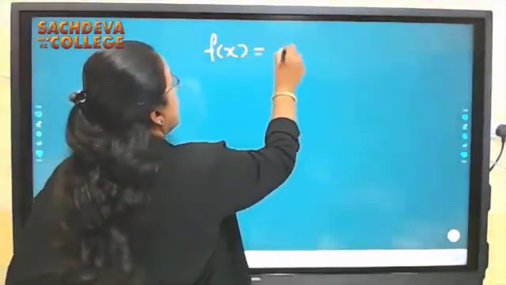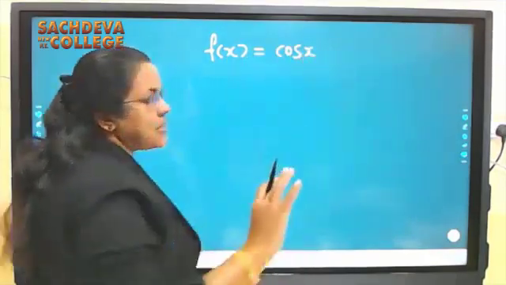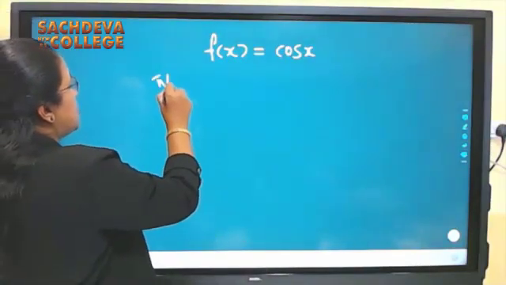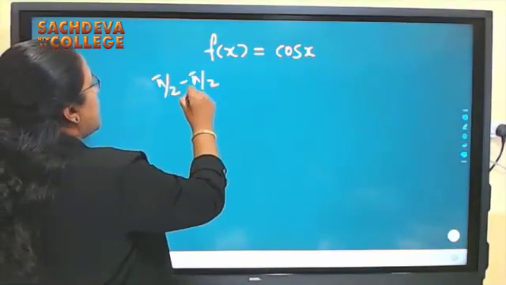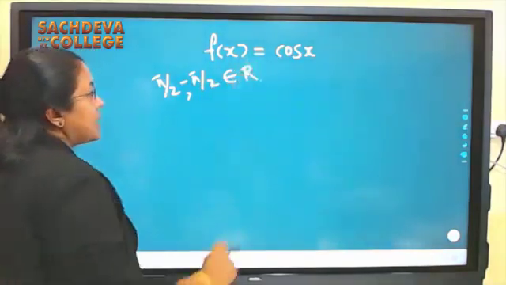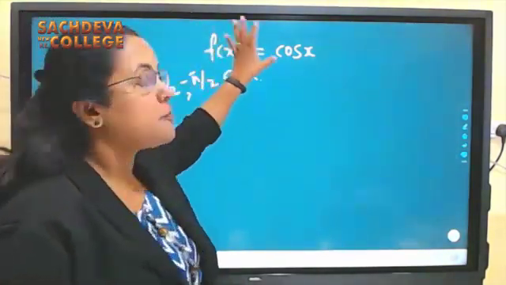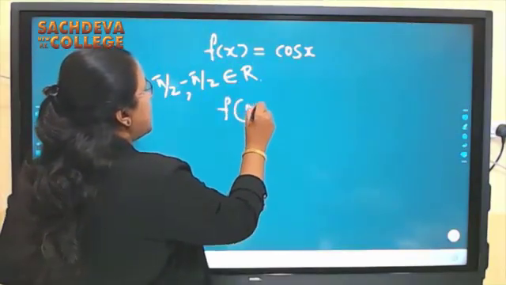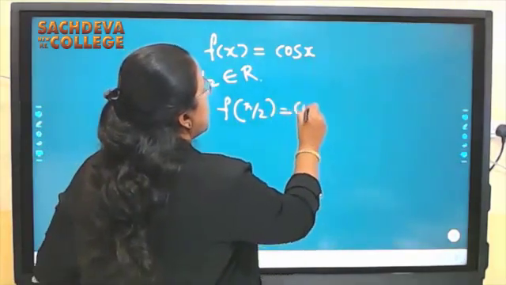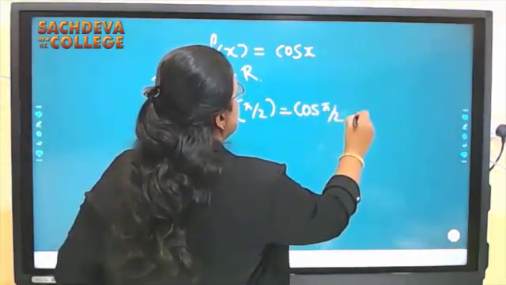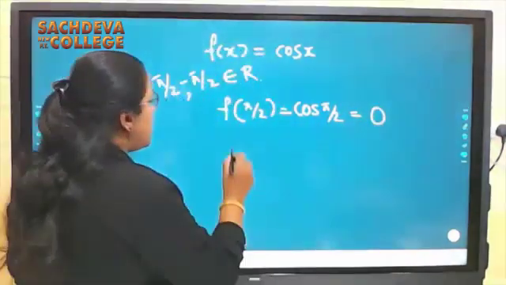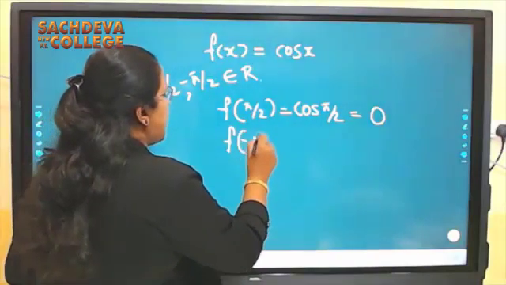देखते हैं कैसे करेंगे. Given f of x is equal to cos x. Consider any two elements in the domain. Consider pi by 2 and minus pi by 2 element of R. Calculate f of pi by 2 and f of minus pi by 2. देखते हैं दोनों का क्या images आता है. f of pi by 2 is equal to cos of pi by 2. What is the value of cos pi by 2? 0.